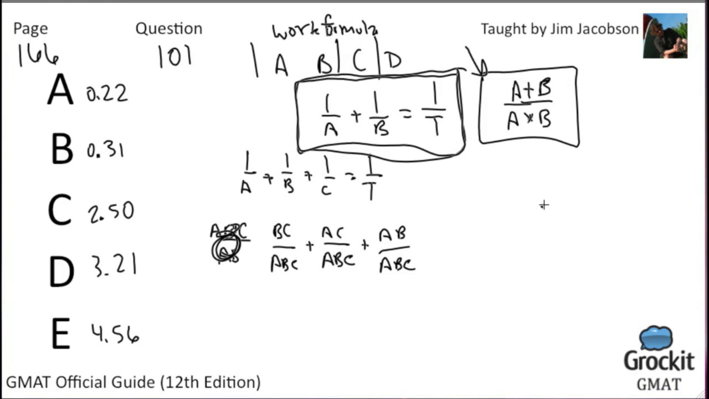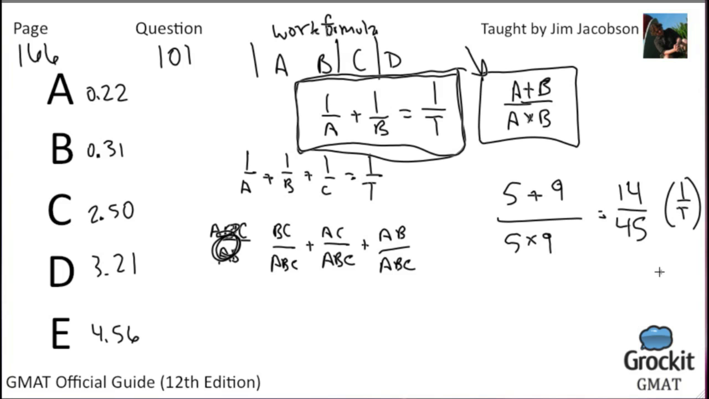So we just plug in the two numbers. A plus B, one machine works at 5, the other one works at 9, over A times B, 5 times 9. That ends up equaling 14 over 45, and that's 1 over t. So then we need to invert that to figure out what t actually equals. So t equals 45/14. Of course, we're not given it in fractional form, so we would actually want to do the division.